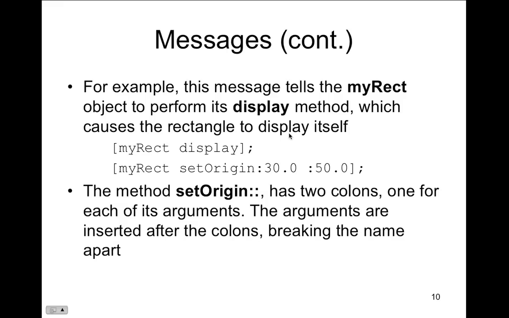Identical concept. So the method setOrigin has colons, not used as a scope resolution operator in this particular case, but one colon for each of its arguments. The arguments are inserted after the colons, breaking the name apart. So we can essentially say colon number one, space, colon number two. It's telling us that setOrigin has two arguments that we're passing as parameters to this method call. This is the first one, this is the second one.